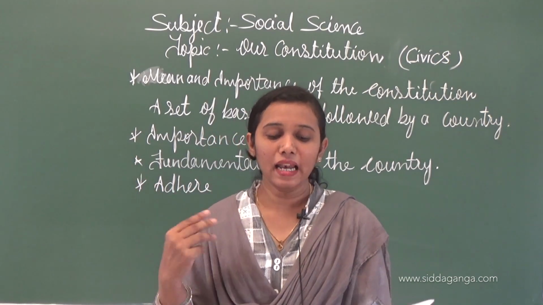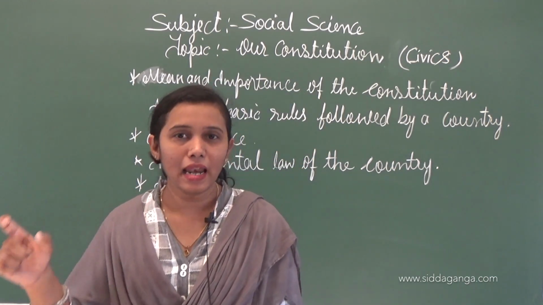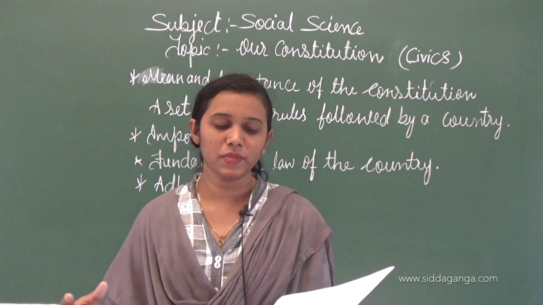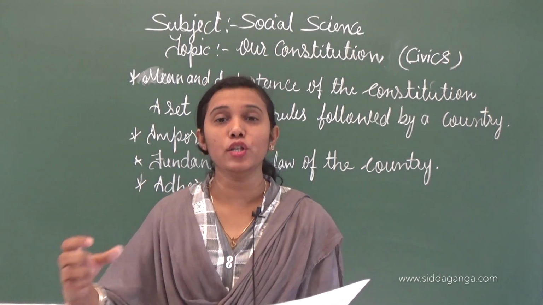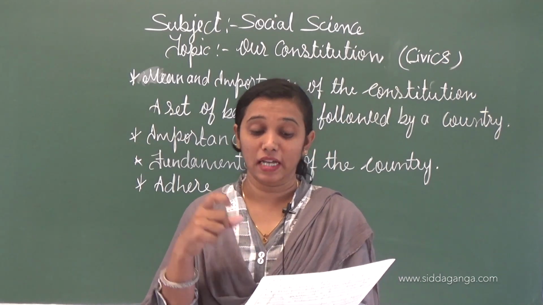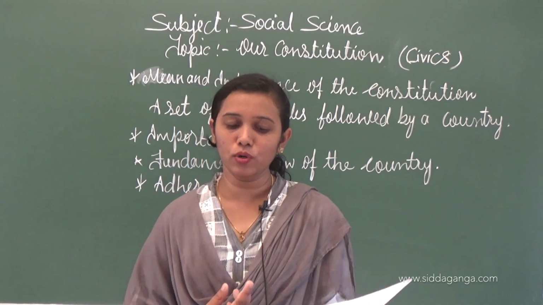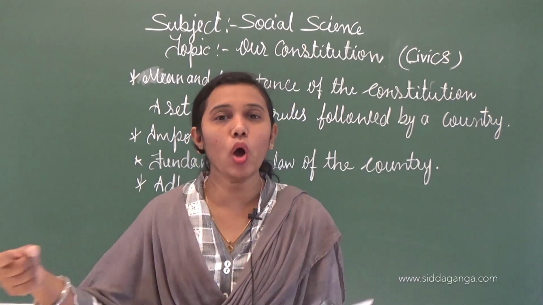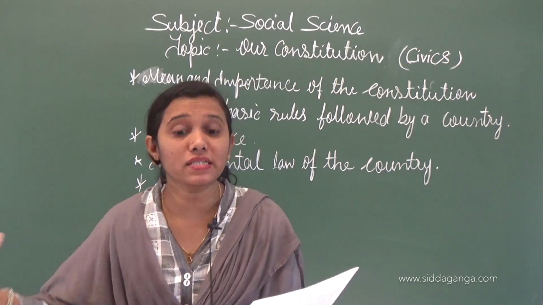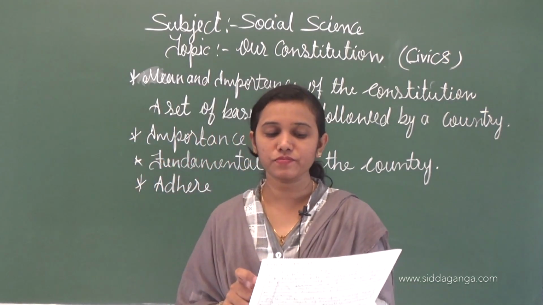Understood? The legislature makes laws. The executive puts the laws into operation. Understood, children? The legislature makes laws. And then the executive puts the laws into operation. Third one is the judiciary interprets these laws. Interprets the laws.